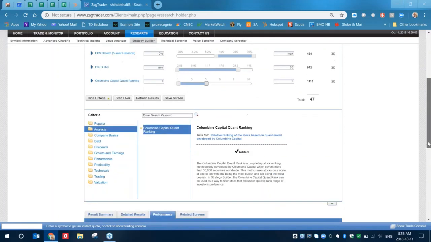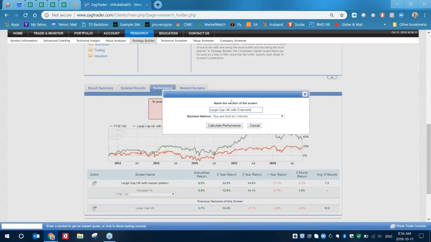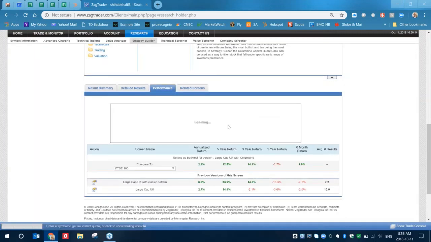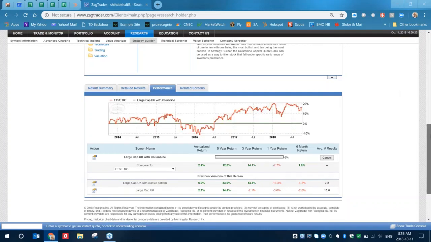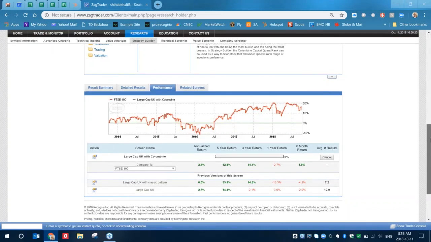So this is large cap UK with Columbine. And I'll say calculate performance. Let's just see how we do with those Columbine quant rankings as part of our criteria. Here's the progress bar, still showing me 0, but that should fill in just a second.